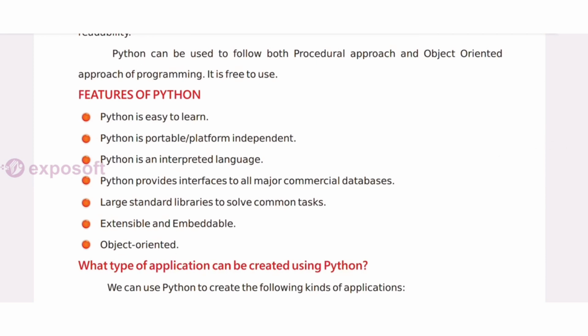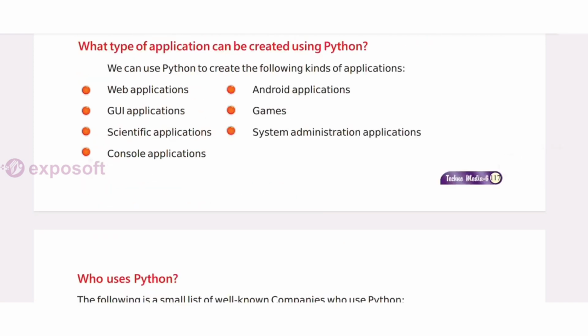Features of Python. Python is easy to learn. It is portable or platform independent. It is an interpreted language that is object oriented. Python can be used to create a web application, Android application, games, GUI application, console applications.